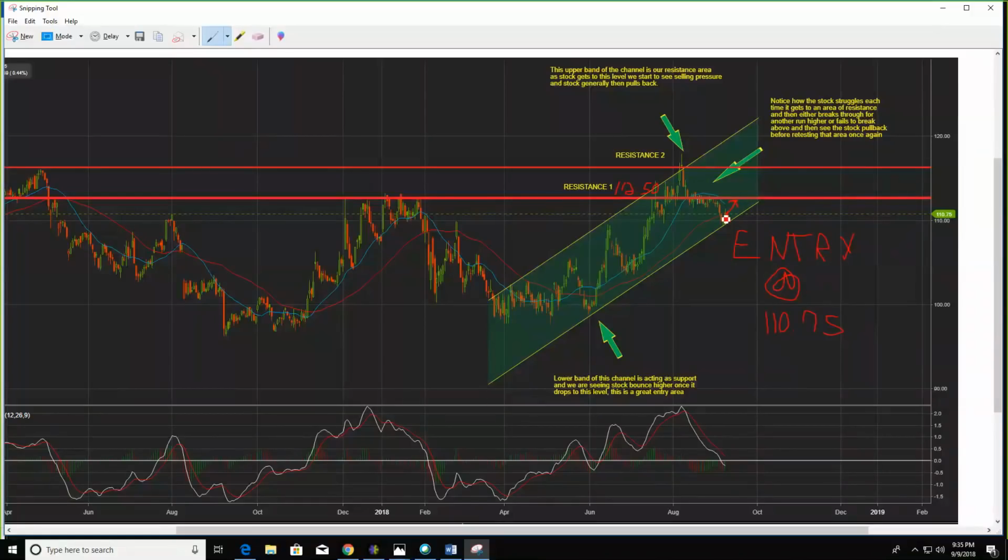So one of two things. We enter this trade now at 110.75. It's going to get up to that 112.50 resistance area, and it's either going to struggle and then pull back down to right here, and then it might go higher from there. Or what it may do is get to that area and then just climb higher and higher.